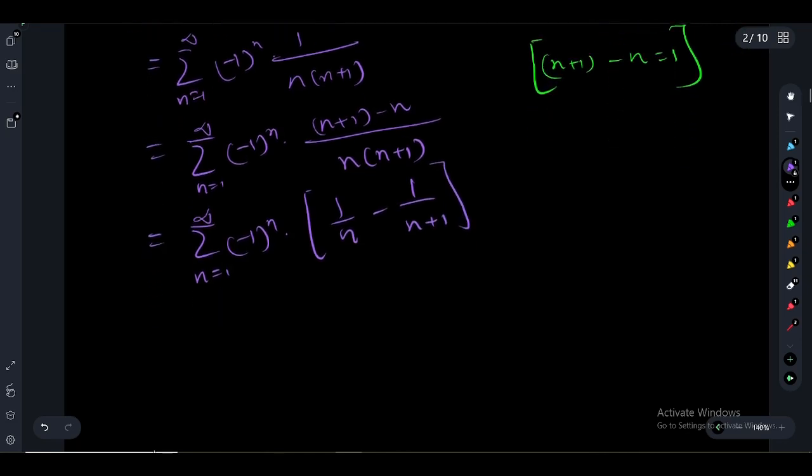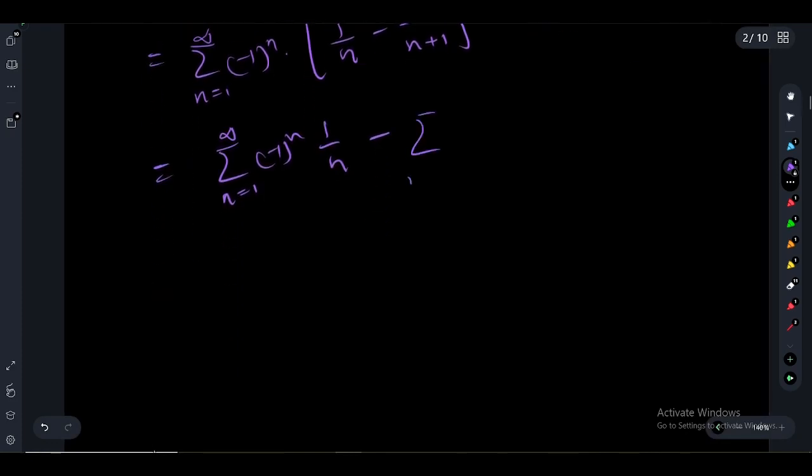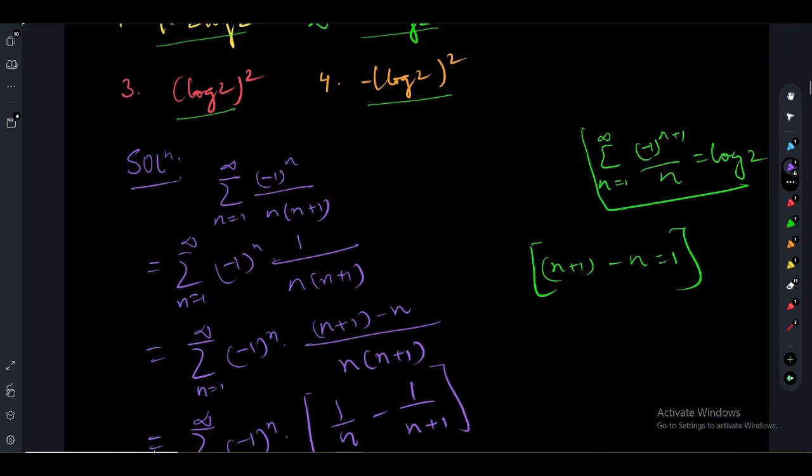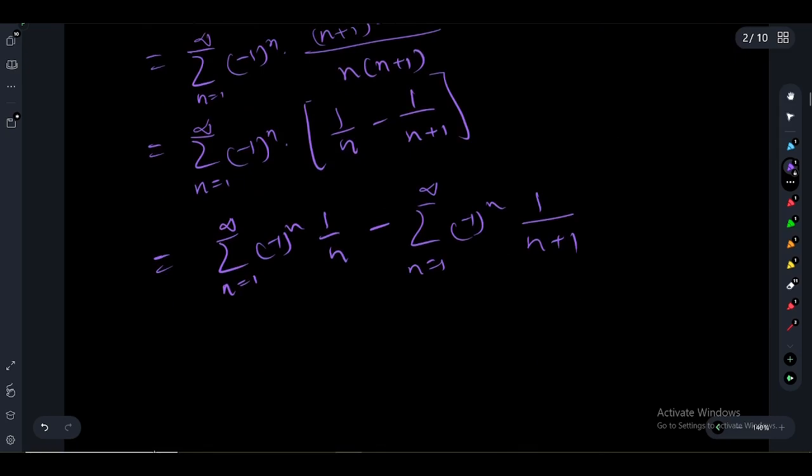So now we can use formulas of summation to rewrite this expression, and this expression can be written as summation n equals 1 to infinity minus 1 whole to the power n 1 by n, minus summation of n equals 1 to infinity minus 1 whole to the power n 1 by n plus 1. Now note that the given sum is minus 1 whole to the power n plus 1 by n, but in the first expression we have minus 1 whole to the power n by n, and in the second expression we have minus 1 whole to the power n by n plus 1.